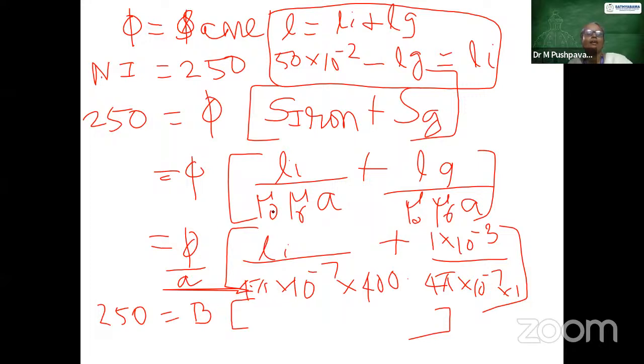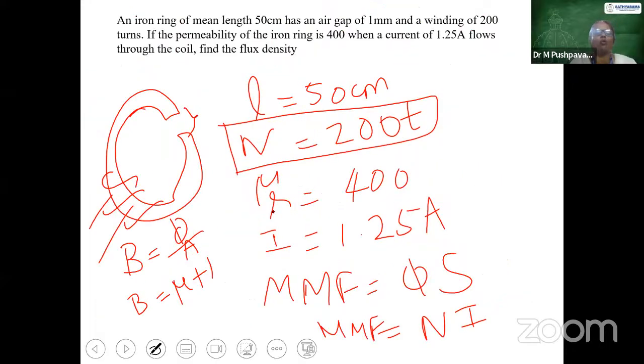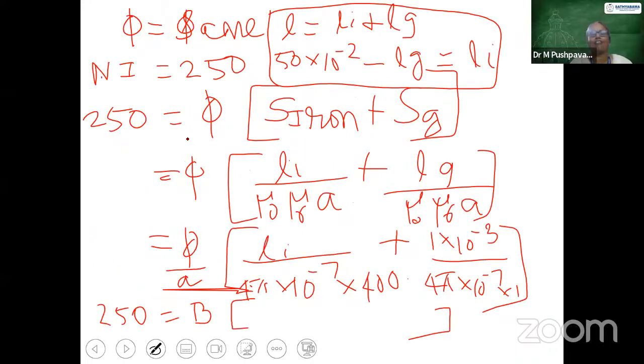So here, we have to find the Ni value. And A, in both cases. Why am I saying both the areas are same? You have to understand that this area and this area are the same cross-section area. That's why I have taken A as common. So L by nu naught nu r plus Lg by nu naught nu r. Nu naught is nothing but absolute permeability, and its value is 4 pi into 10 power minus 7.